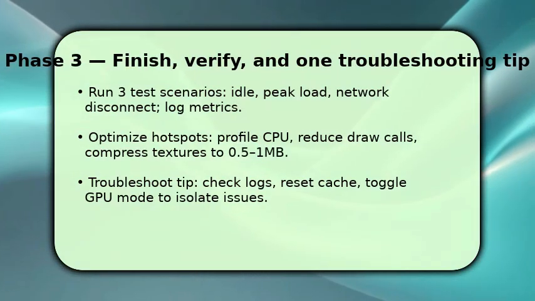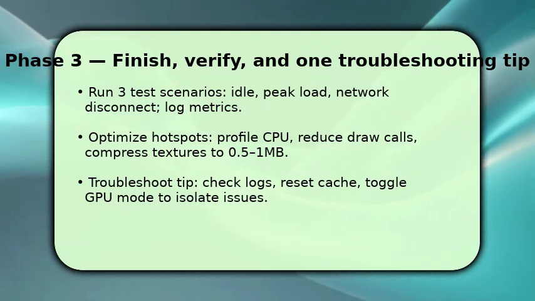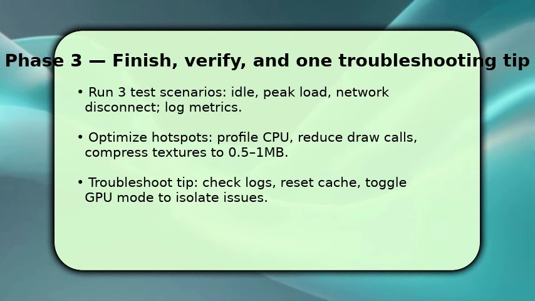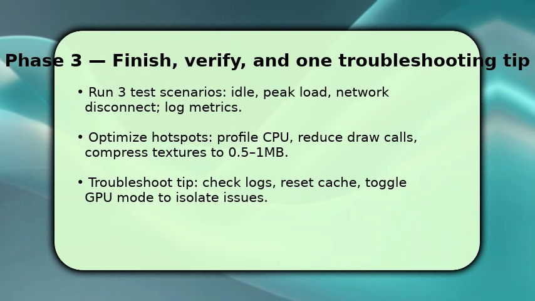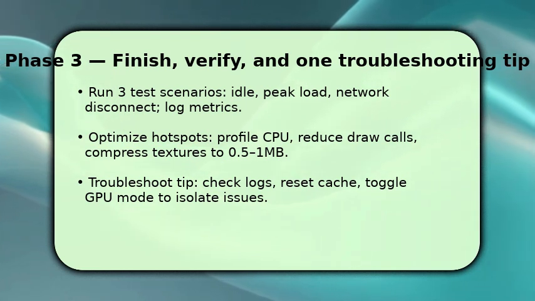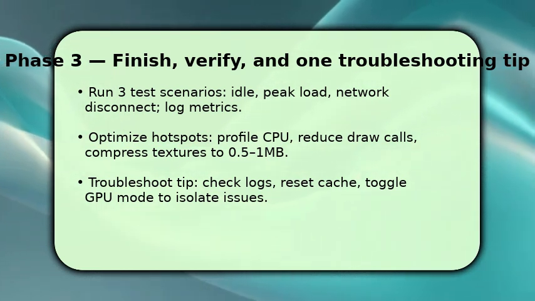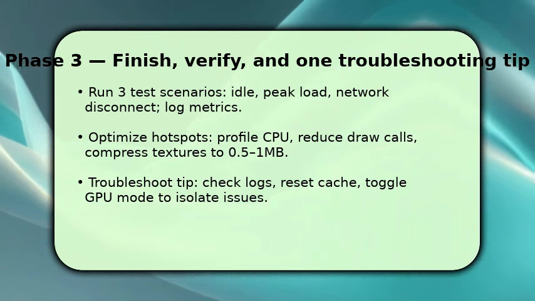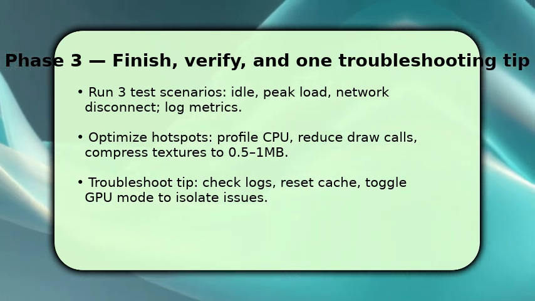Finish by validating and finalizing settings through deliberate tests. Run 3 scenarios: idle, peak load, and simulated network disconnect while logging CPU, memory, and frame timing. This reveals bottlenecks early. Optimize hotspots you find. Profile the CPU, minimize draw calls, and compress textures to between 0.5 and 1 MB where quality allows.